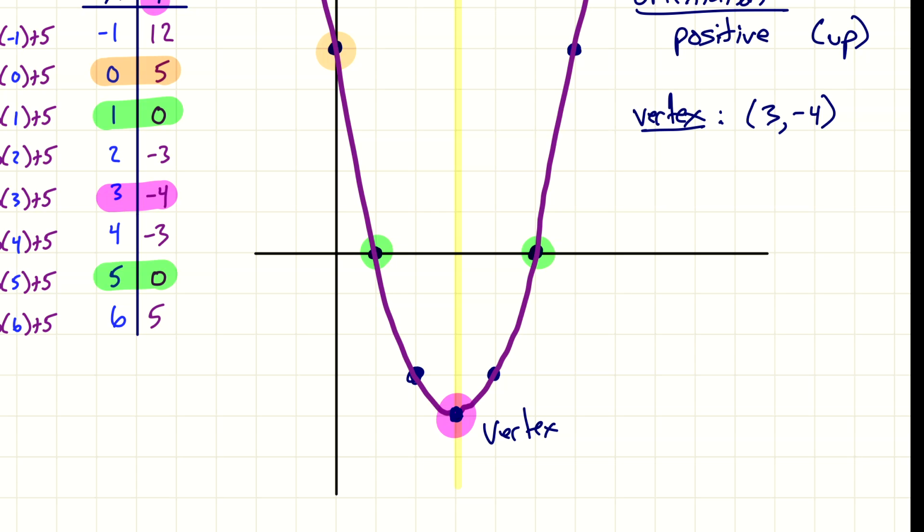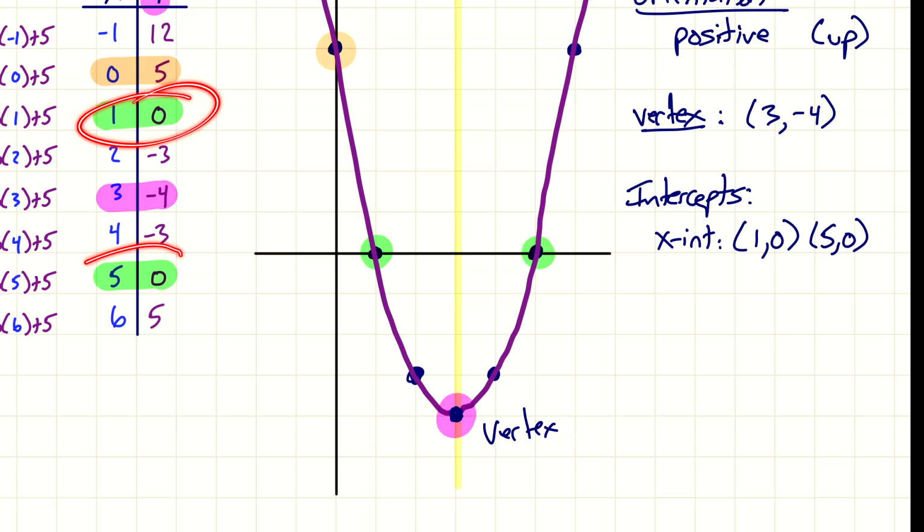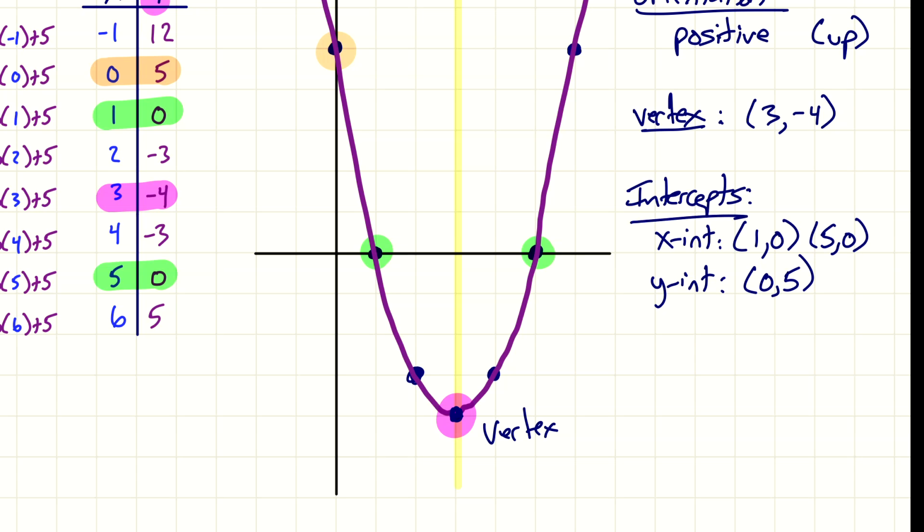All right. So our x-intercepts. We have x-intercepts at 1, 0, and 5, 0. Right? Actually, right now, all I did was I looked at our table. I didn't even look at the graph. And then y-intercepts would be this one. So I'm going to look here, and that's 0, 5. So 0, 5. All right, so it's a lot of information.